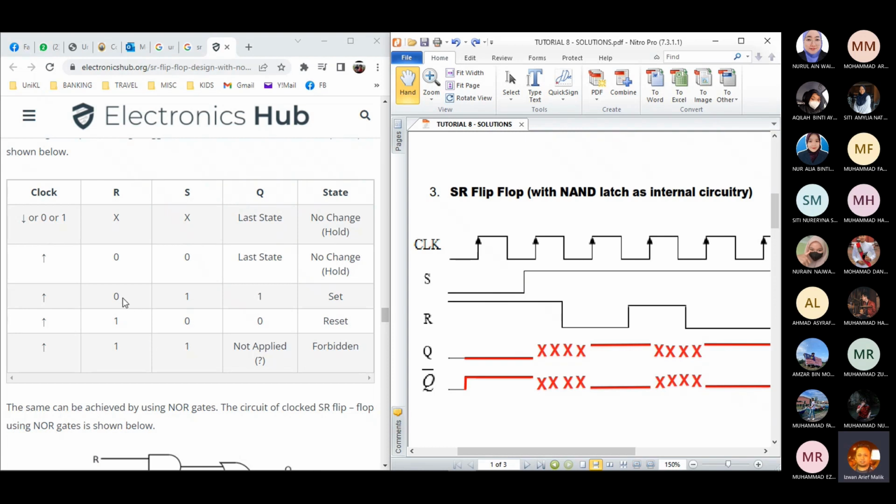is 1. So S is 0, R is 1, the output will become 0. Okay, until the second clock, S is 1, R is 1. So 1 and 1, it is not applied. So it is forbidden, invalid. So it will become invalid until this third pulse here. So during this third pulse, you have S1 R0. So S1 R0, it will become set. So 1. Until the fourth pulse, both of the inputs S and R are 1. So it becomes invalid again.